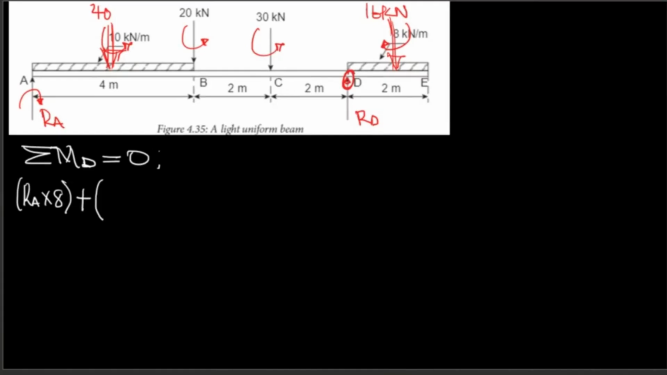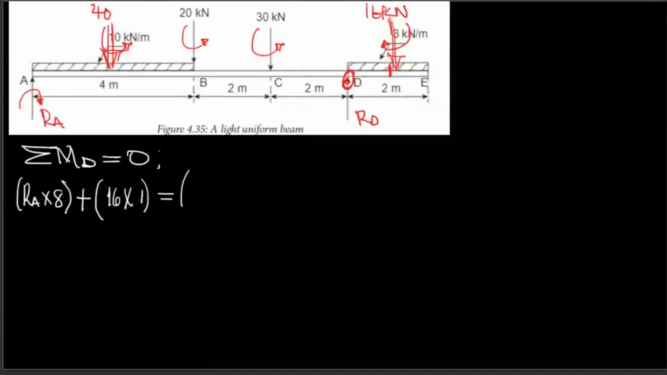Okay, so I'm just going to add 16 there. It's going to be plus. I want to deal with the clockwise moment for this. It is going to be 16 multiplied by half of that. It's going to be 16 multiplied by 1, because the half of 2 there is what? It is 1. So that is the middle there.